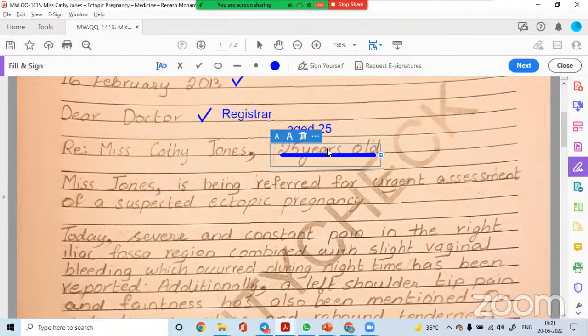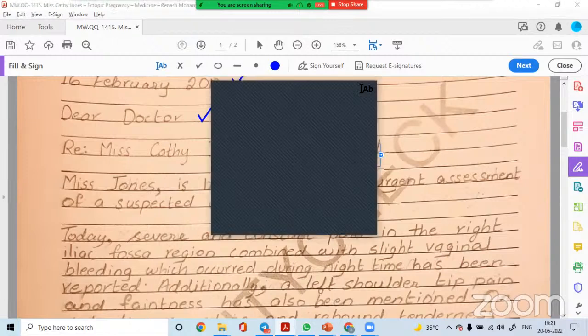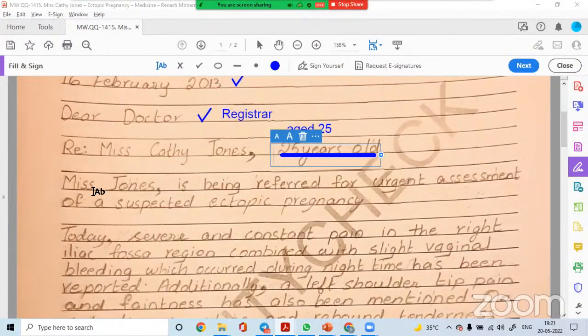Okay. Are you ready to write down? Write down. Yes, sir, writing. Miss Jones, whose signs and symptoms are suggestive of ectopic pregnancy. Okay.